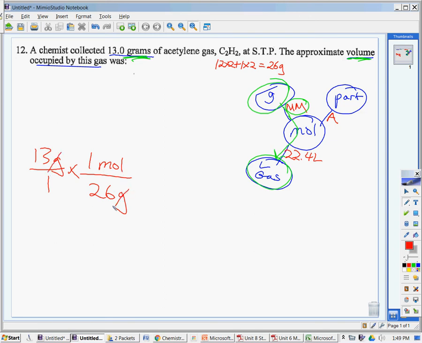Grams cancels grams. If we stopped here, we'd be in moles. If the problem asked us for moles, we'd be done. But we got to go one more step to get the answer. We got to go to liters because it's asking us for volume. So now we need to use 22.4 liters. 22.4 liters goes in the numerator. 1 mole goes in the denominator. Moles cancels moles. All right. To do the math out now.